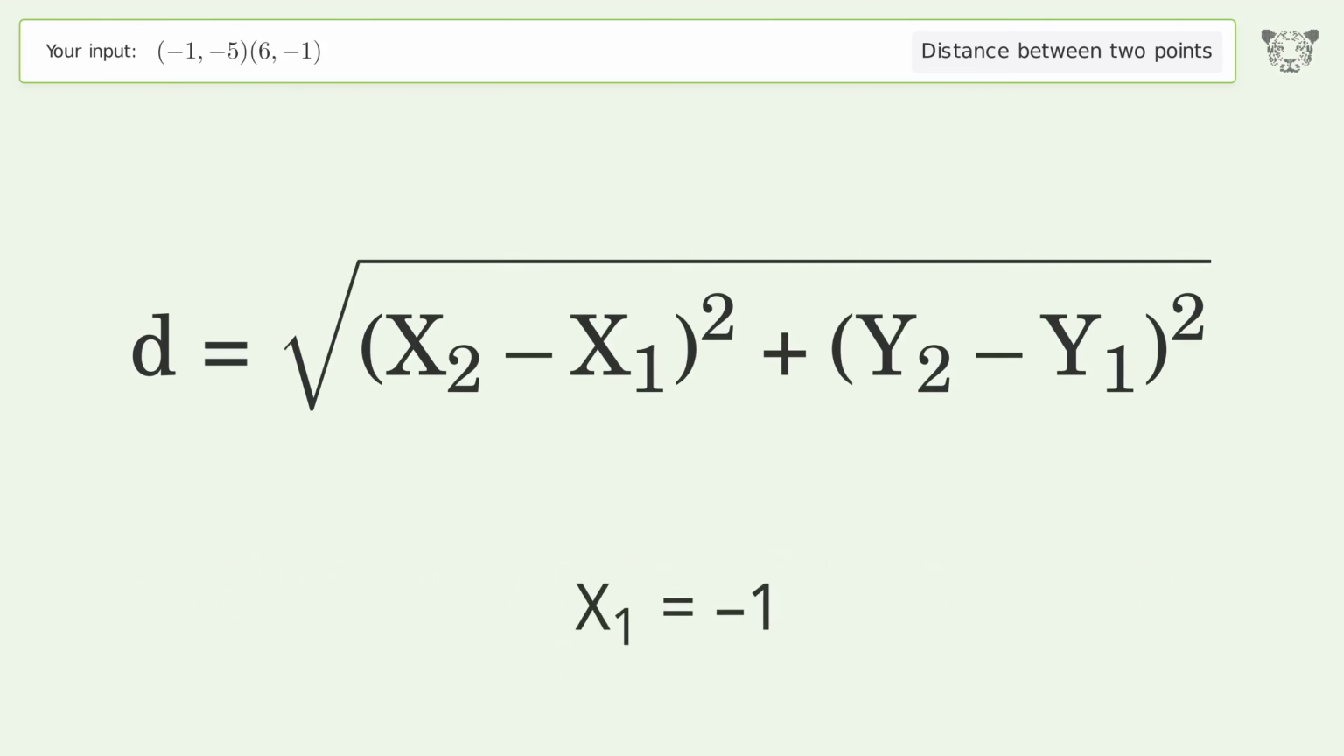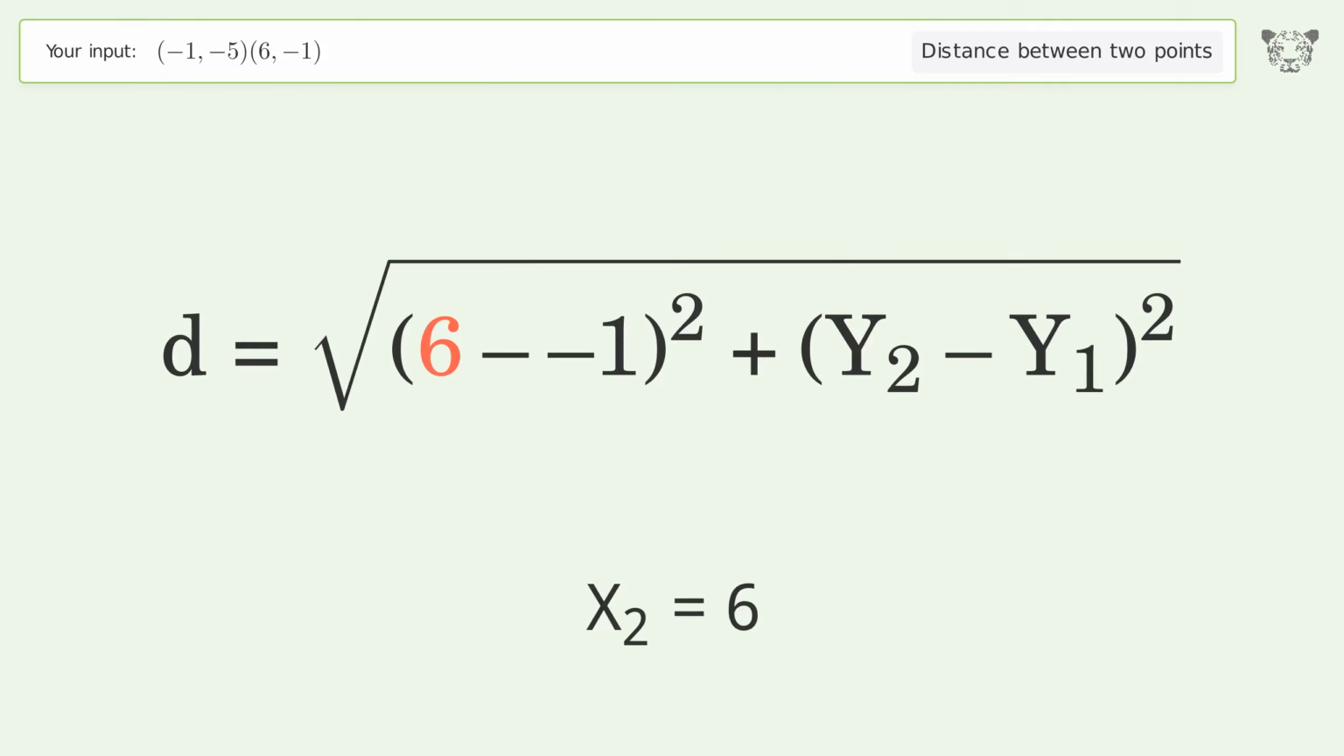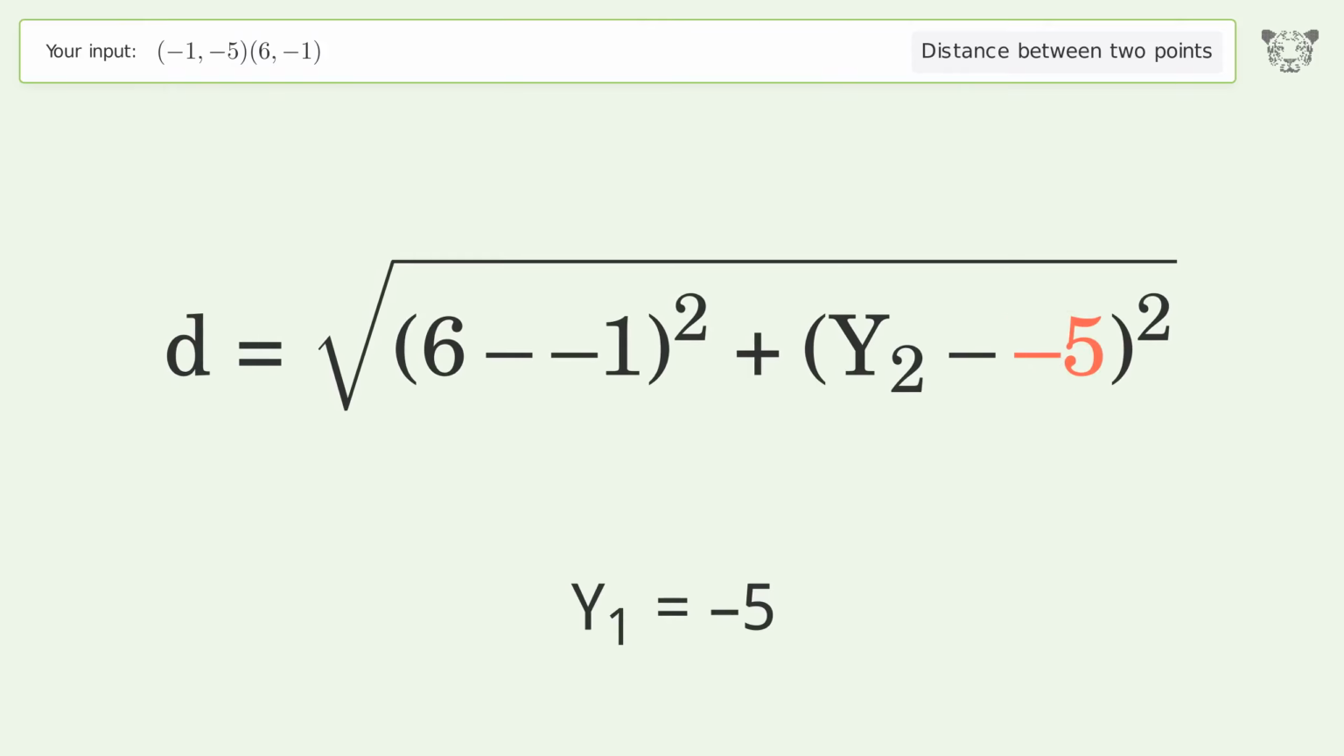x1 equals -1. x2 equals 6. y1 equals -5. y2 equals -1.